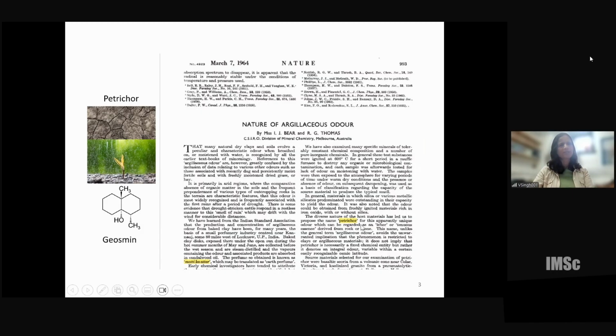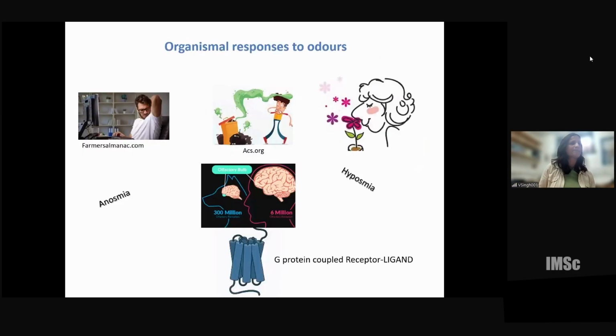And this was quite some time ago. Recently, the idea that petrichor exists and its use in research has taken up. Again, we don't know how we smell geosmin, but we know how we smell this in a fruit fly called Drosophila melanogaster. So we know that we have very strong responses to odors.